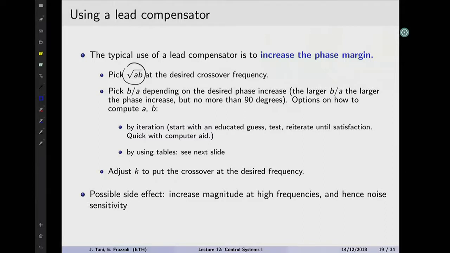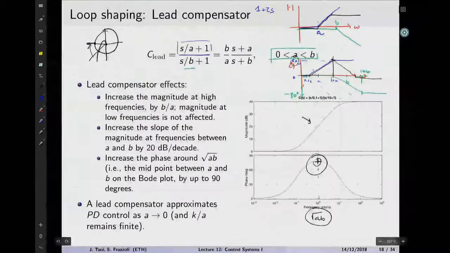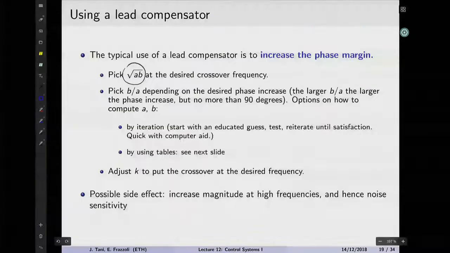And then how do you choose B and A? What really matters in terms of phase is how distant they are. And we saw that if you put them at 1 decade distance, that is a big distance from each other, you already get the maximum phase contribution that you can get, which is 90 degrees, more or less. So the important thing is trying to make them symmetric with respect to the center point, right? Because otherwise the center point is no longer the center point. So how do you actually do it?